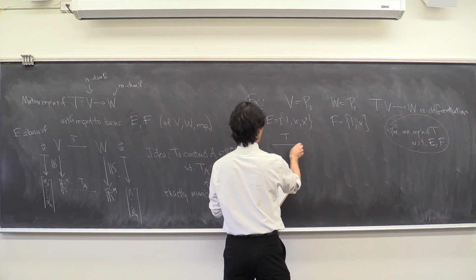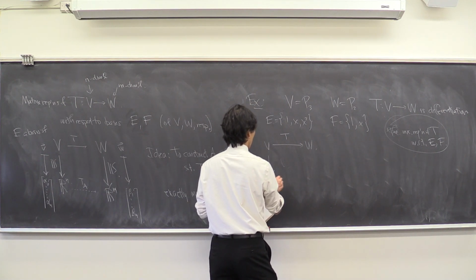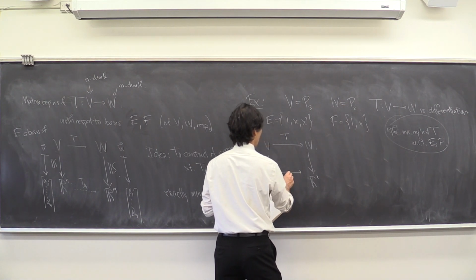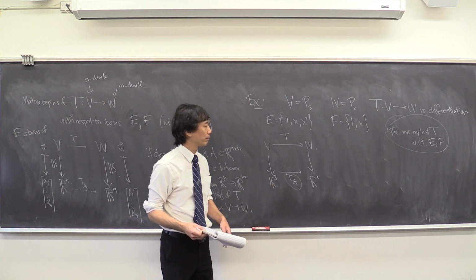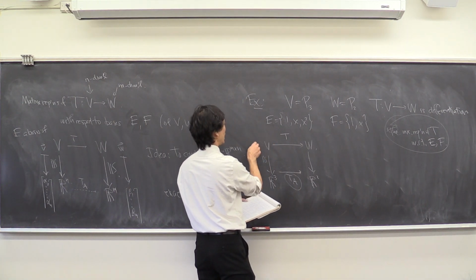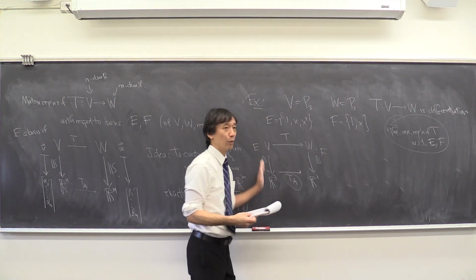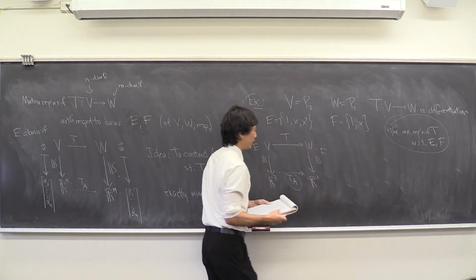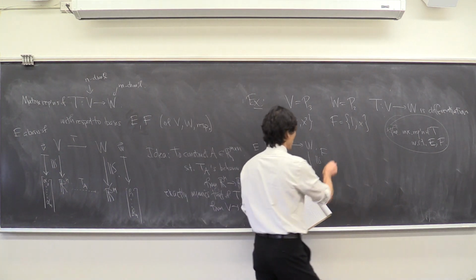So let me draw the picture again. Going from V to W, we've got this thing, and we want this guy down here. This is what we want. We've got all this stuff, right? We've got the isomorphism from E. We've got the isomorphism from F. These are the coordinate vector maps, right? And what we're saying is that we can fill in this last part here.